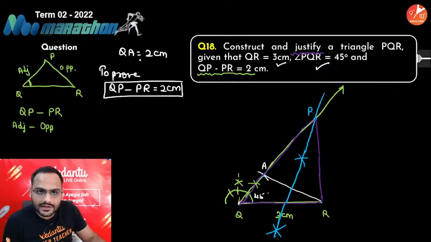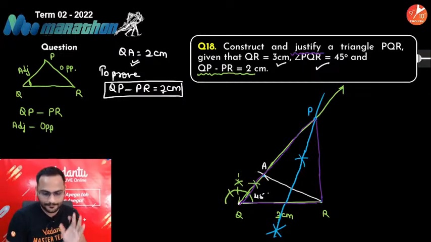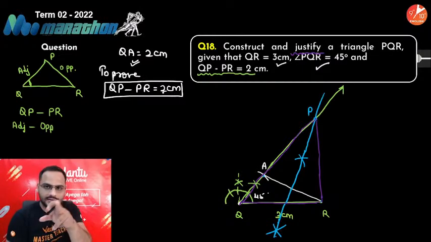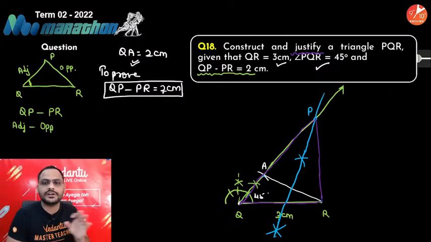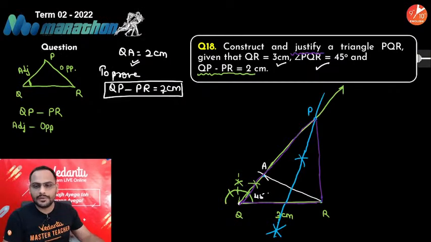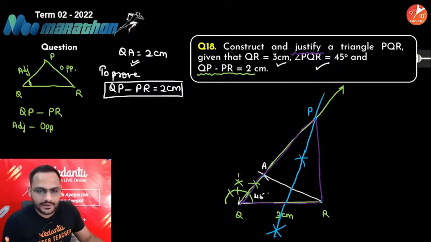How do I justify QP minus QR is 2 centimeter? I have taken QA as 2 centimeters. Writing steps is not important, no other steps are needed. But justification is asked, you need to write it. You must write that. Okay, now look carefully. Let us say guys, please listen carefully now, we have a point over here. Let's say it is a point B.